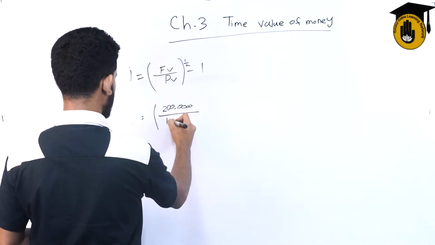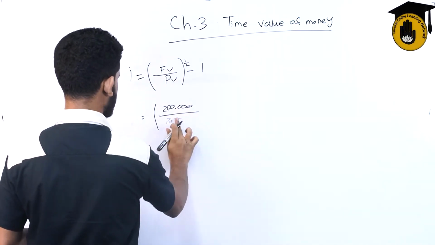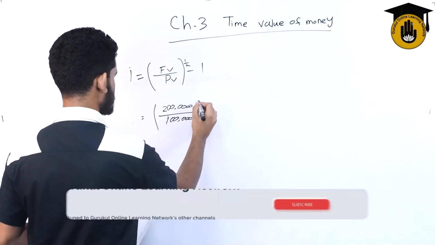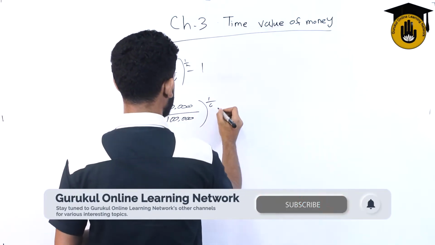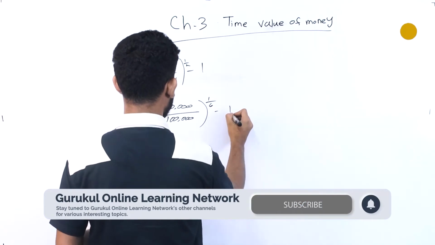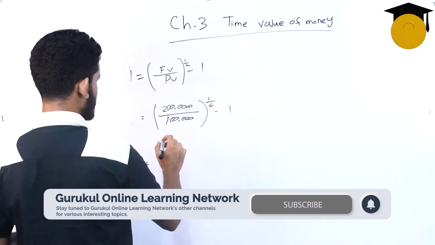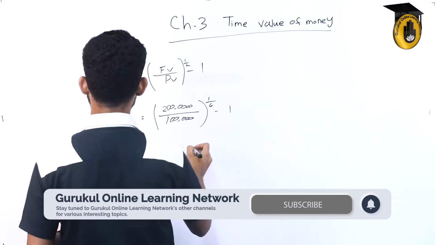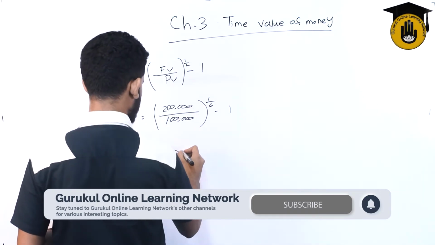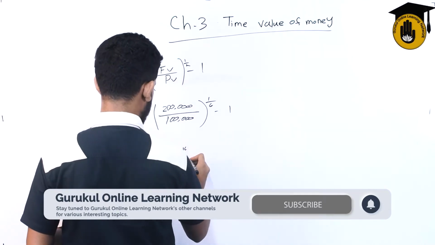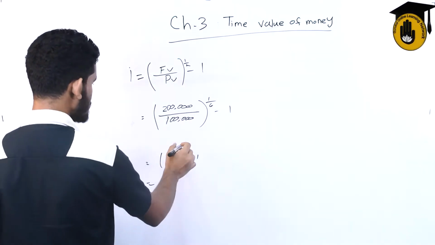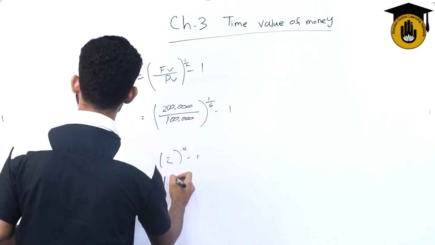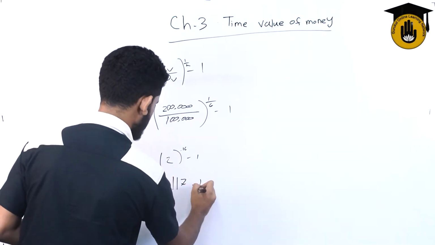And the present value is 100,000. The power is 1 divided by 6, the number of years. So 2 lakh divided by 1 lakh comes up to 2, to the power 1 divided by 6. 1 divided by 6 comes to about 0.16, minus 1. So 2 to the power 0.16 comes up to a result of 1.117, minus 1.